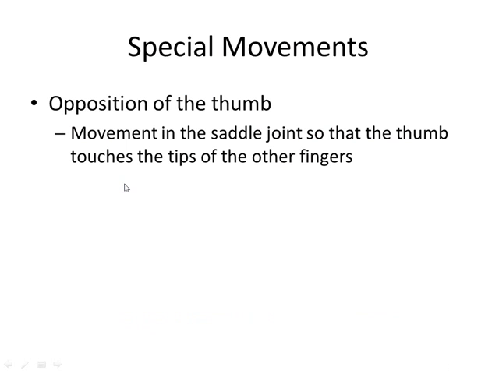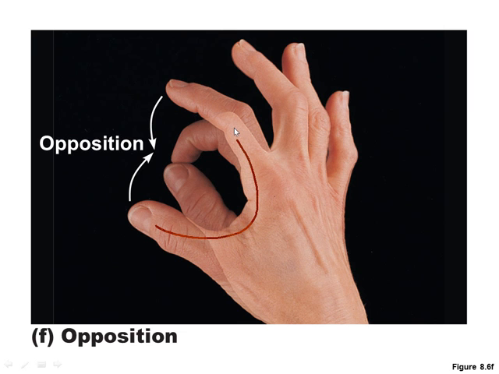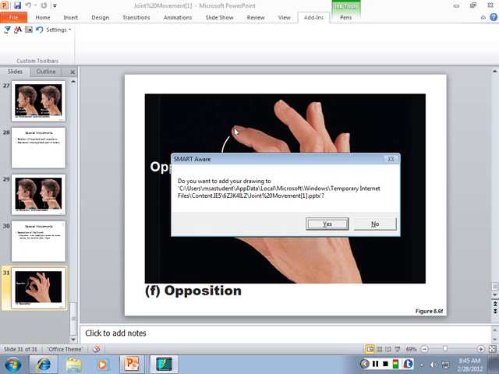All right, and the other movement is one of that saddle joint of the thumb called opposition, and that allows you to do that, which is, like I said again, just an example of what primates can do. All right, one more thing, and we're done.